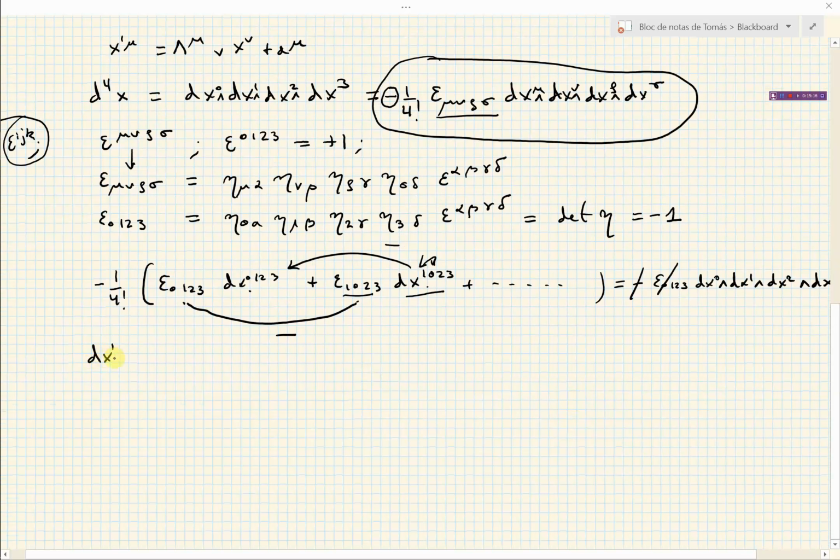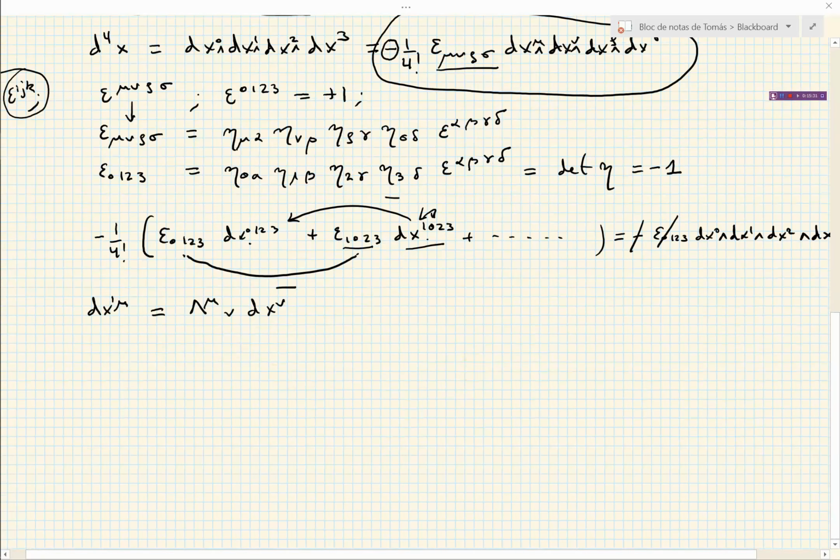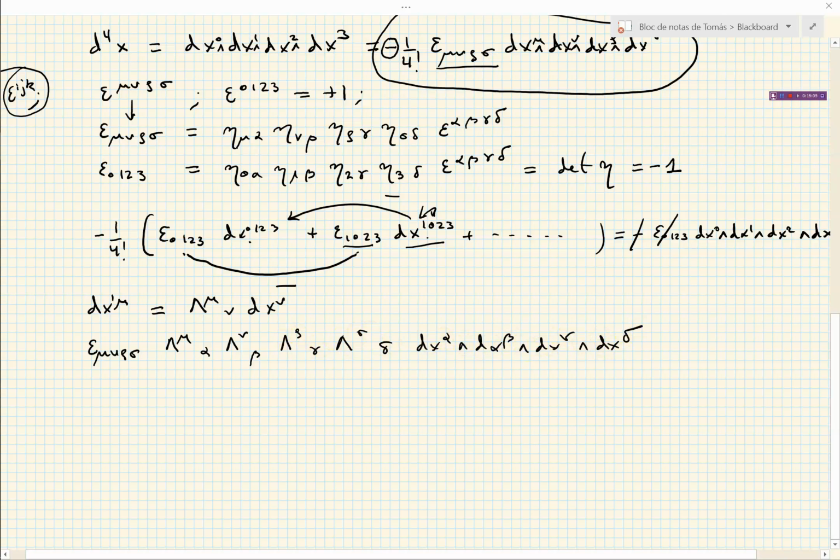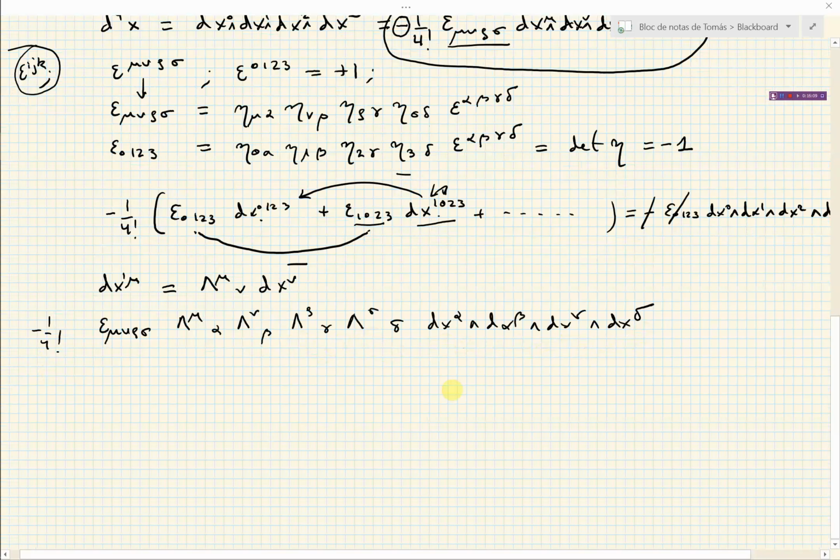So how does dx^μ transform? Well, we just have to differentiate here and you get Λ^μ_ν dx^ν and nothing else, because the a^μ are constant. If I plug this into the formula, so we have ε_{μνρσ}, this thing is just invariant, okay? So we have (1/4!) ε_{μνρσ} Λ^μ_α Λ^ν_β Λ^ρ_γ Λ^σ_δ dx^α dx^β dx^γ dx^δ, and minus 1 over 4 factorial if you want.